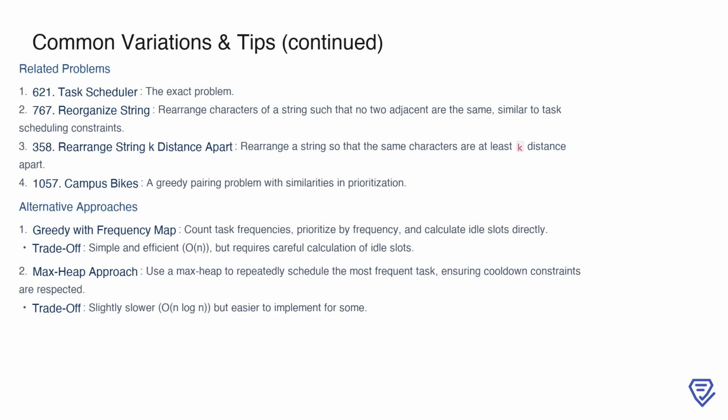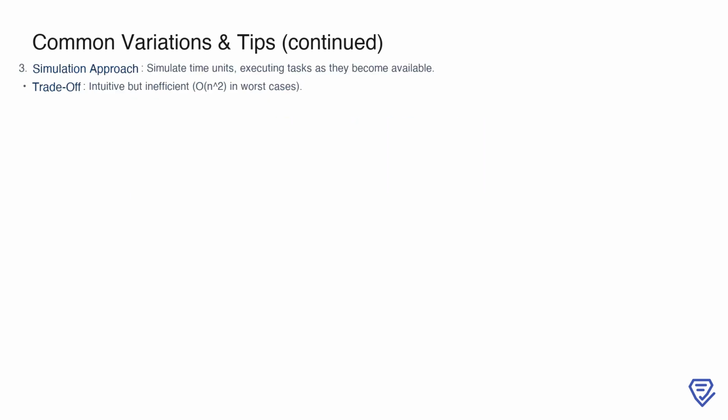Finally, we have the simulation approach. This method involves simulating each unit of time and executing tasks as they become available. While it's an intuitive way to solve the problem because it directly mirrors the scheduling process, it can be highly inefficient. In the worst case, it has a time complexity of O(n squared), so it's generally not recommended for large inputs. However, understanding this approach can still be valuable, as it helps solidify your grasp of the problem's mechanics and constraints. The key takeaway here is to focus on approaches that balance efficiency with clarity, and to always be mindful of the trade-offs involved in your chosen method.